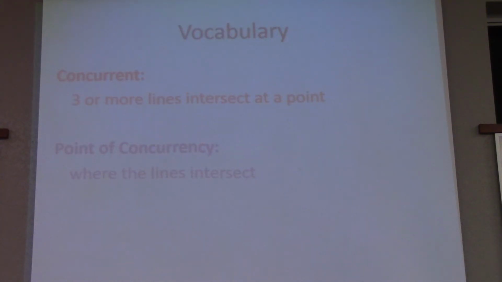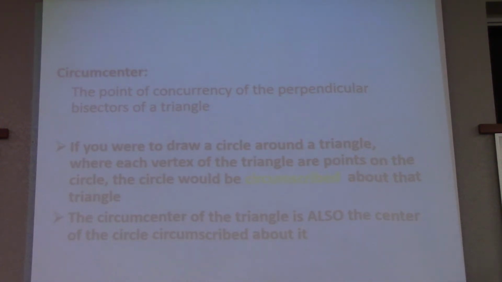So first of all, what does it mean to be concurrent? It's where three or more lines meet together. And that would be a point of concurrency. So where those lines meet would be the point. Circumcenter. So circumcenter is the center of a circle that would go around a triangle.